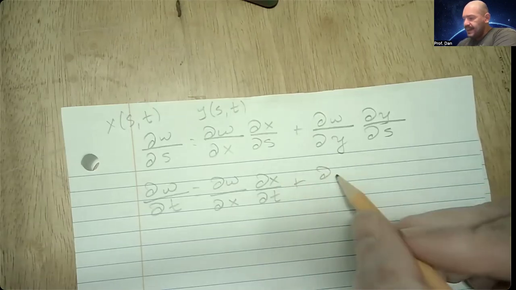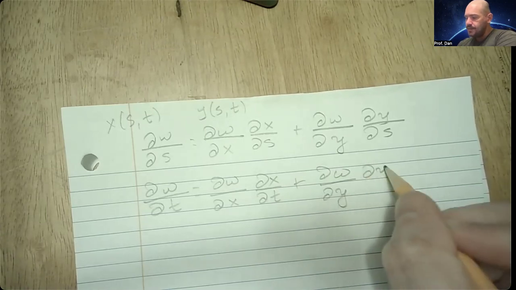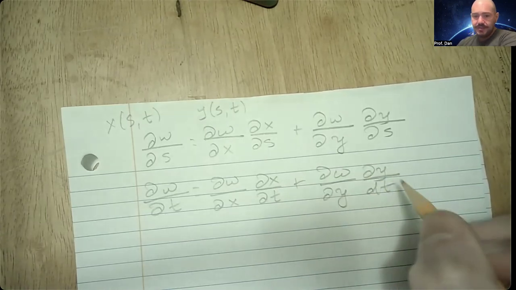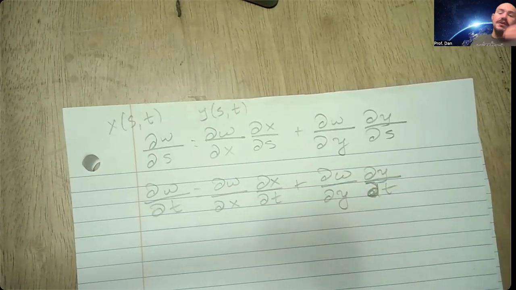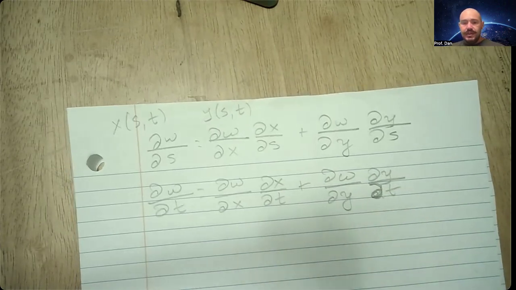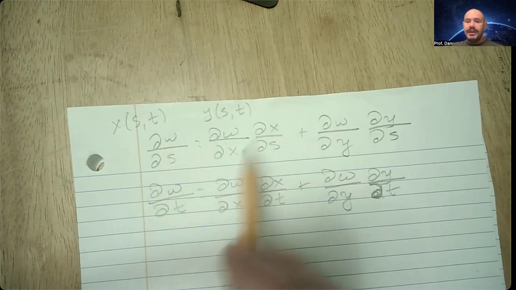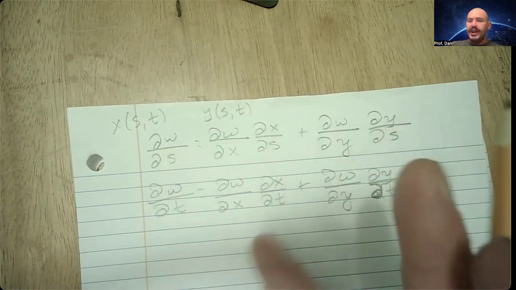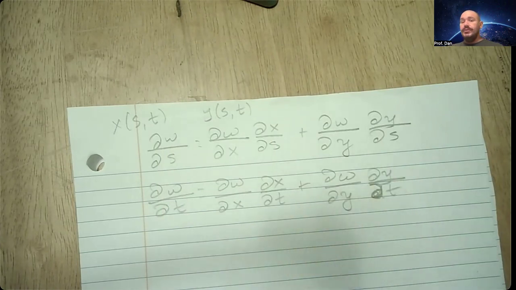To that, I would add the partial of w with respect to y times the partial of y with respect to t. That gives me the, whoops, that should be curly d. There we go. All right, and that gives me the y part of this derivative. So you can think of it as you get a contribution to the derivative of w from x and from y, and you're adding the contributions together. Really, that's all the chain rule boils down to.